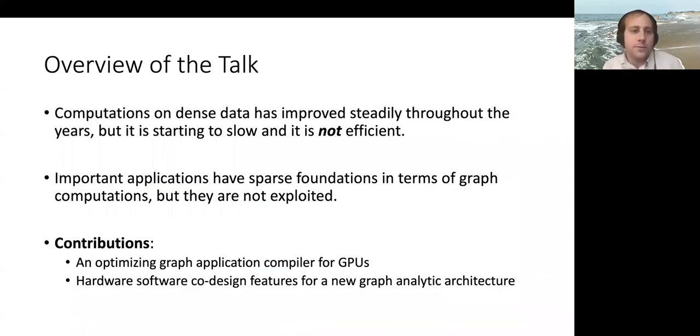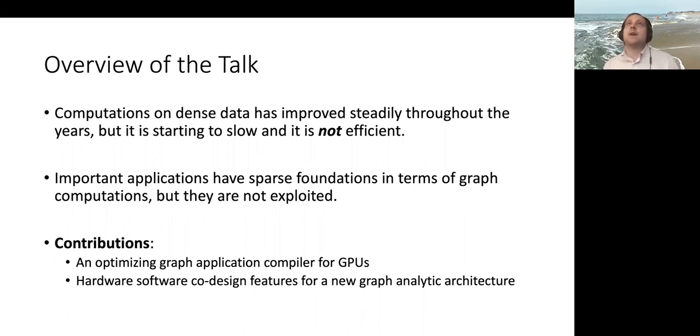So, a quick overview of the talk. What I want to talk about to begin with is that computations on dense data have improved steadily throughout the years, but it's actually starting to slow down and it really isn't all that efficient despite what you might hear. Now, important applications have sparse foundations. A lot of times this is exposed in terms of a graph computation. But this sparse structure is not really exploited, and it's because we don't really know how to exploit it very well. So my contributions in this domain: I've looked at an optimizing graph application compiler for GPUs.